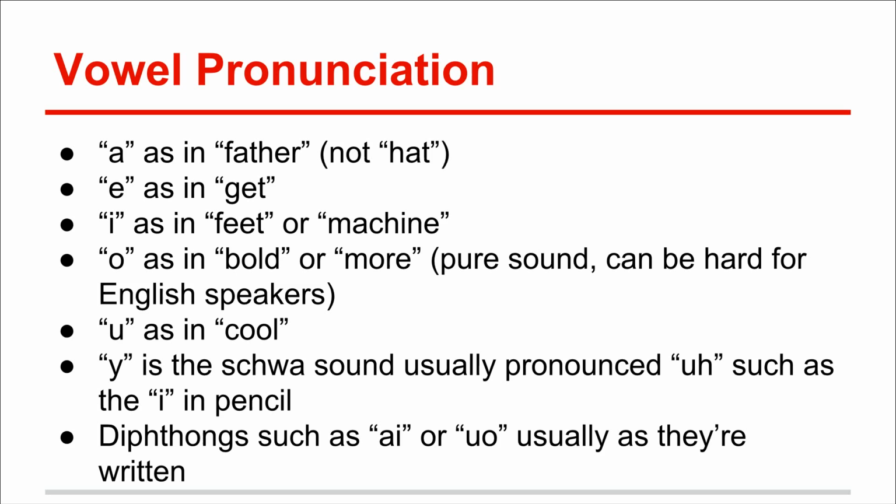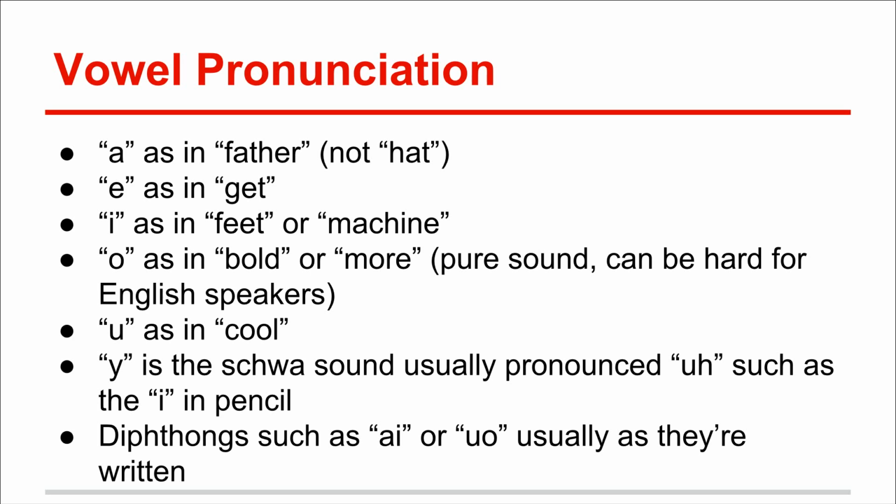I don't honestly know what the whole difference is there, but you just want to be careful with your O sound to make sure that it is literally just the O, and you're not sort of moving into a different vowel as you say it. Apparently English speakers are bad at this, so that's something to keep in mind. The U is as in cool, or roof, or something along those lines.